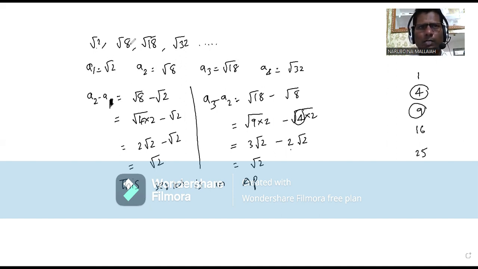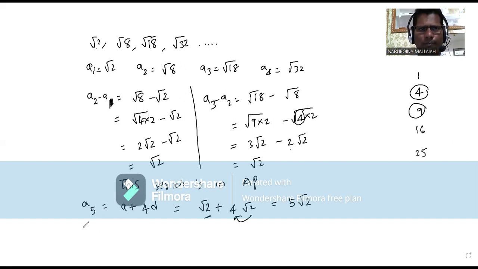We are given A1, A2, A3, A4. Now we have to find A5. A5 is equal to A plus 4D. A value is root 2 plus 4, D is the common difference, root 2. So root 2 here, and 4 root 2s here. Here how many root 2s? 4 root 2s. Here how many? 1 root 2. So totally we have 5 root 2s.